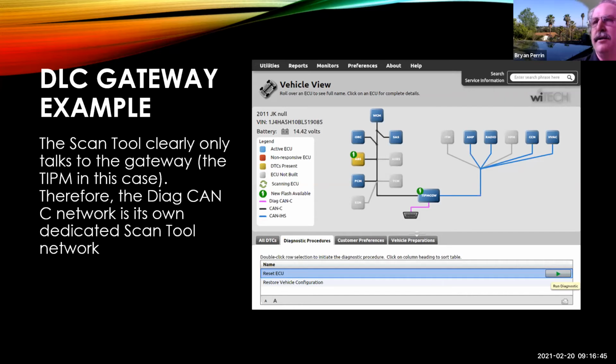So if I can't talk to anybody and it's not a DLC problem, then guess what? My gateway module is my first suspect. I've had other modules short and somehow take down the gateway. Yeah.